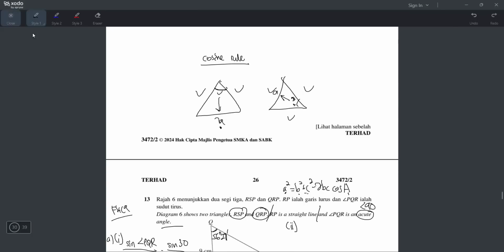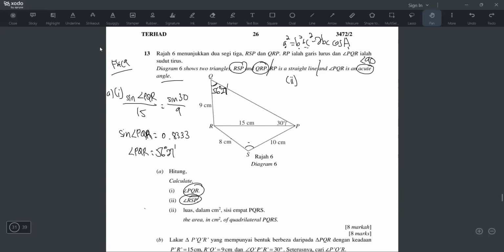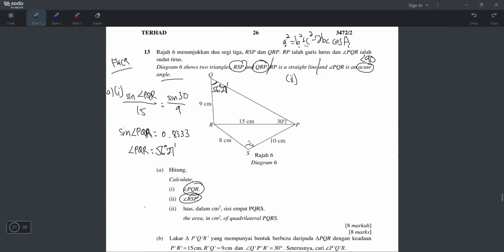So kalau you tak nak confuse, just remember this. Kalau nak tahu siapa A, you tengok siapa depan angle. So for this case, this is the angle you want to find, right? So depan angle siapa? 15, right? So that's the A. And then the other two is the b and c. Okay? You nak jadikan b 8 c 10 pun boleh, or b 10 c 8 pun boleh, because the bc terbalik tulis pun tak apa. Okay, so now let's write it.